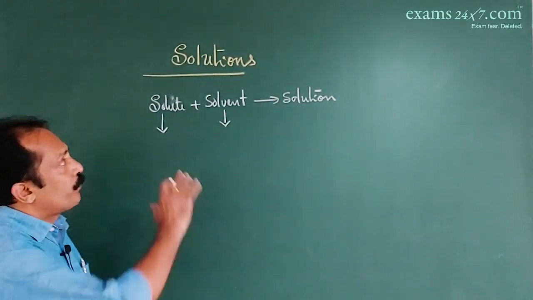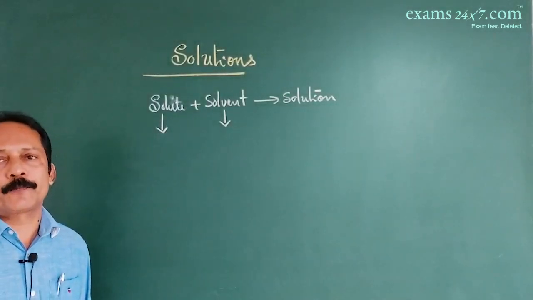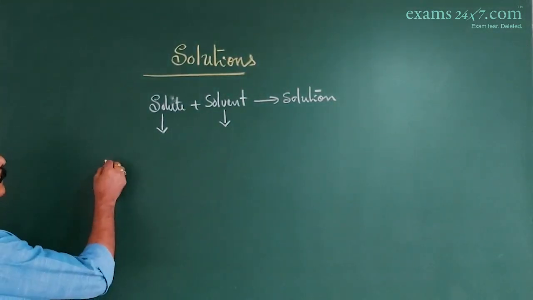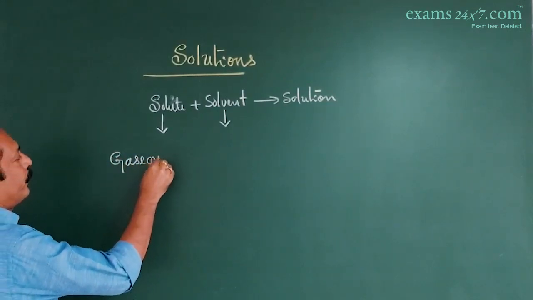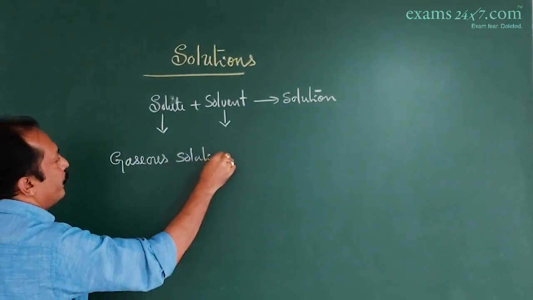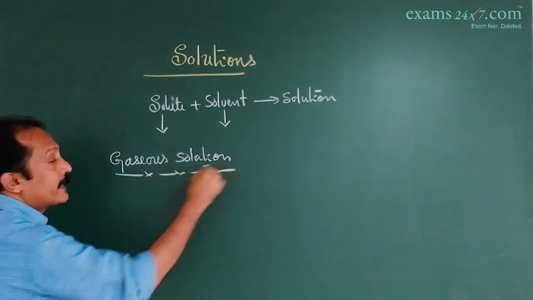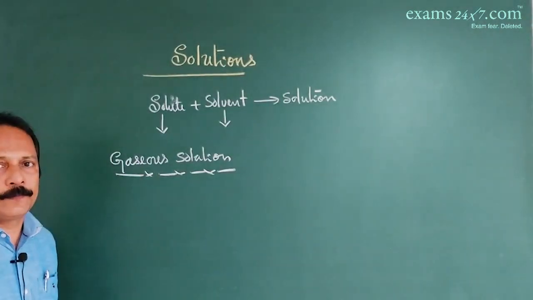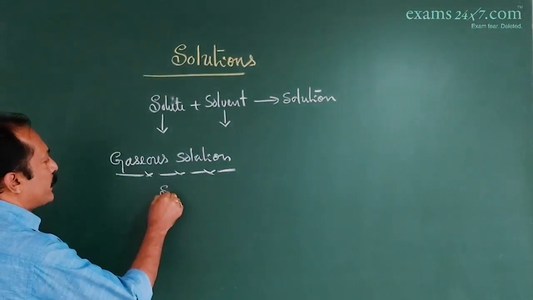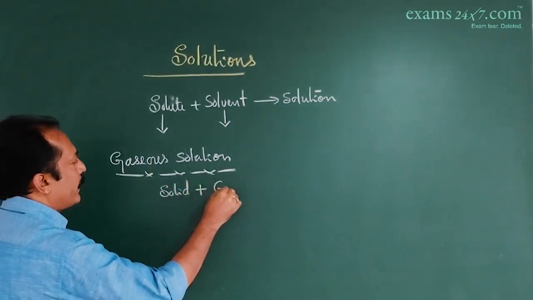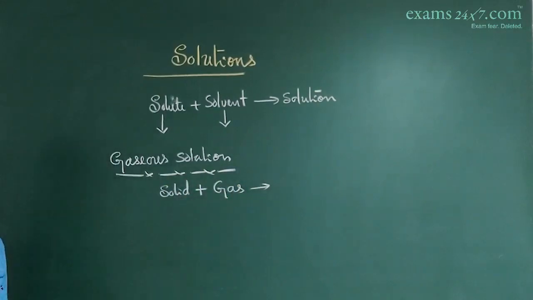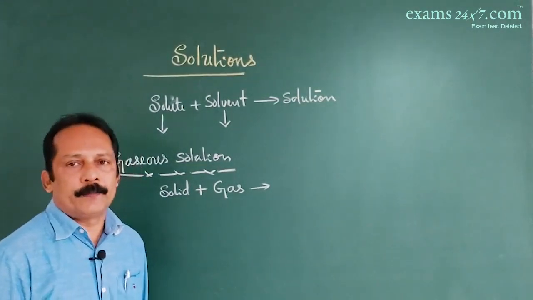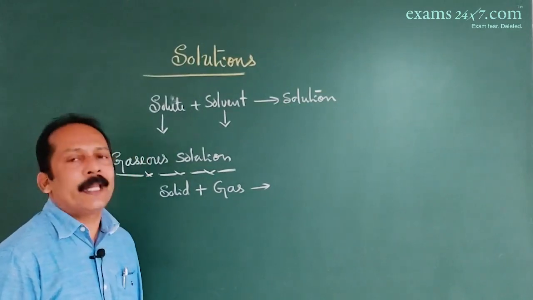Now, based on the phase of the solvent, there are different types of solution. First, the gaseous solution. In a gaseous solution, the solvent is gas, and it is further divided into three types based on the solute. If the solute is solid and the solvent is gas, that is an example of a gaseous solution. An example for this is iodine vapor in air.